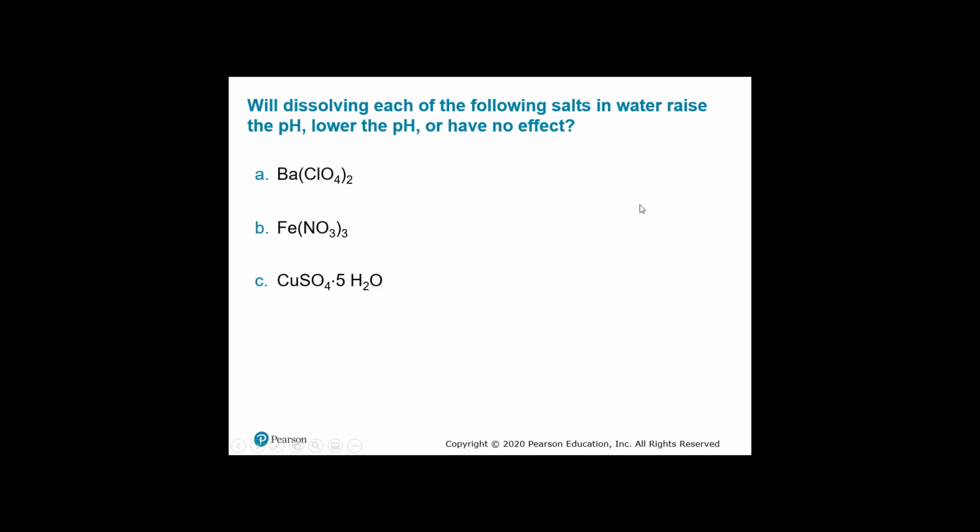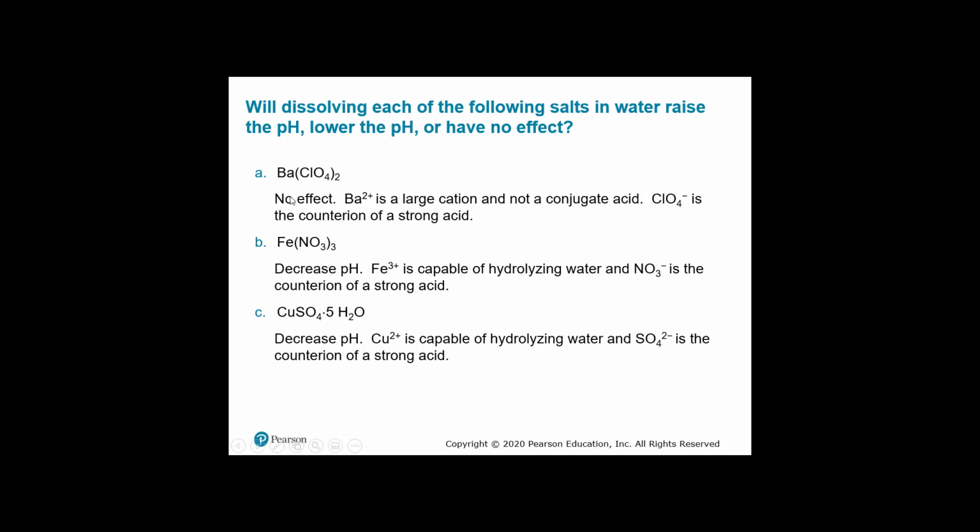Will dissolving each of the following salts in water raise the pH, lower the pH, or have no effect? Okay, so let's just look at these and go through them. So here we have no effect. Barium is a large cation and not a conjugate acid, so this is not going to play into anything. And then we have ClO4 minus, and it is the counter ion of a strong acid. So neither of these play into having any effect on the pH. It's going to be neutral.